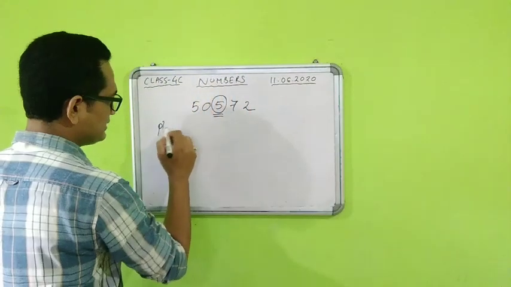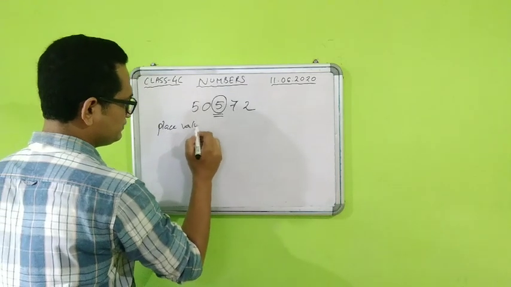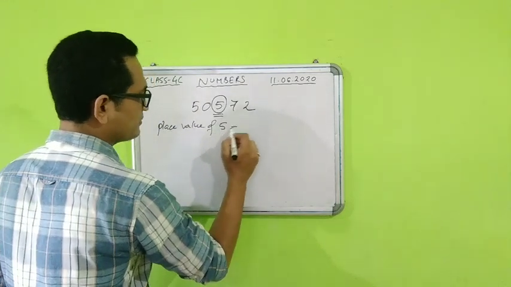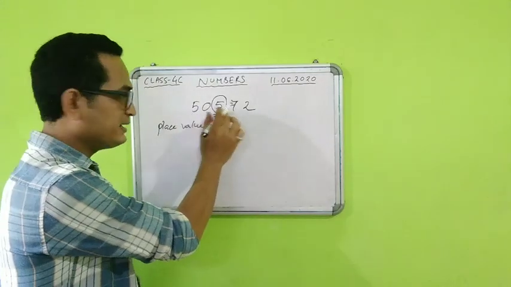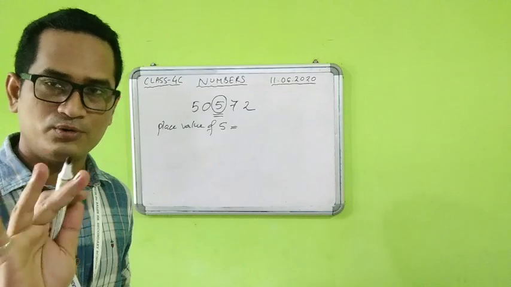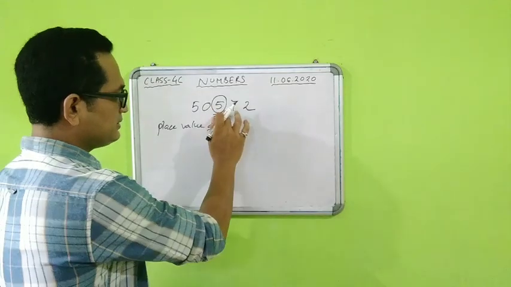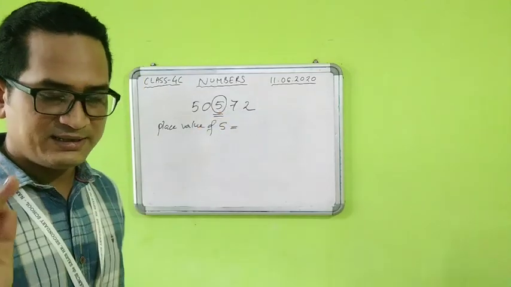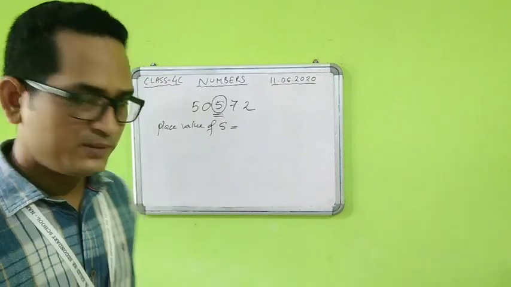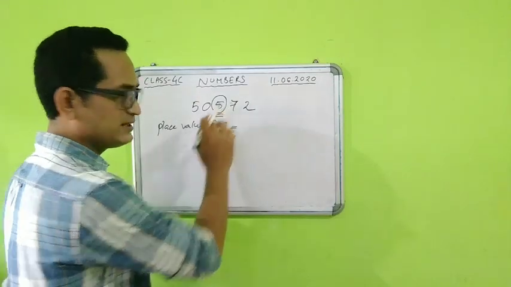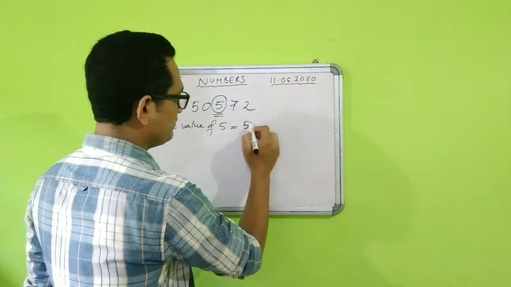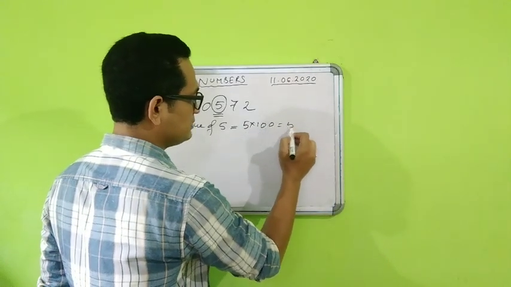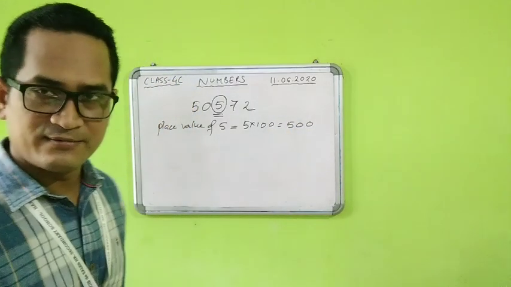First of all students, let us find out the place value of 5. Now students, if you see, there are 2 fives, but they are not asking about this 5, they are asking about this 5 only. So we have to go for that one. If you see, the place of this 5 is which one? If you count ones, tens, hundreds, it is in the hundreds place. So the place value of 5 will be 5 into 100, and that will be how much? It will be 500. Fine.